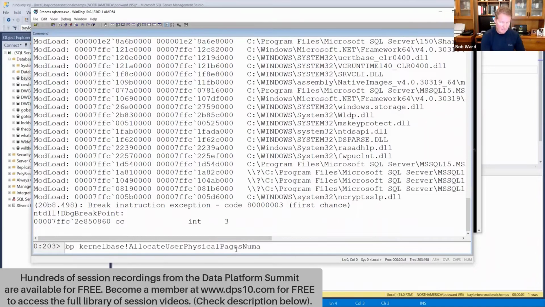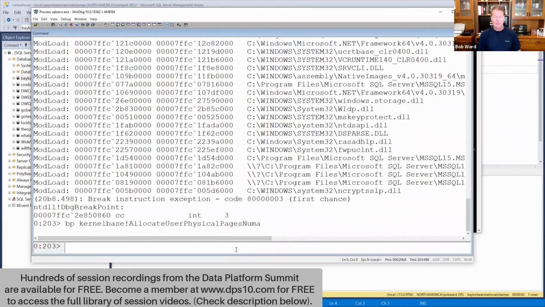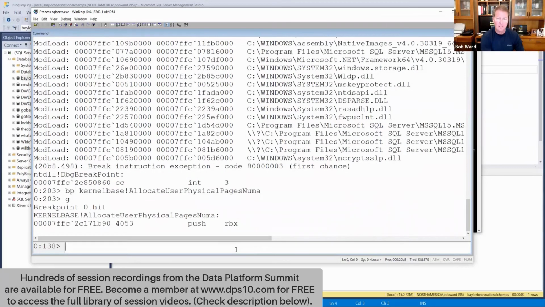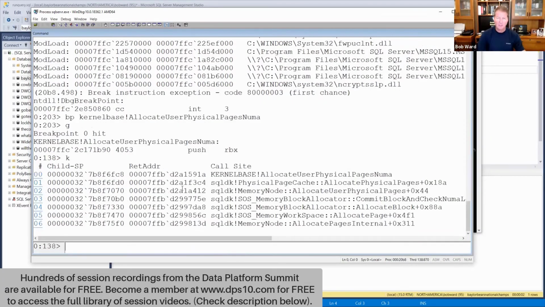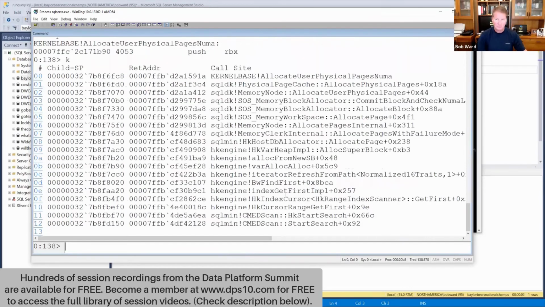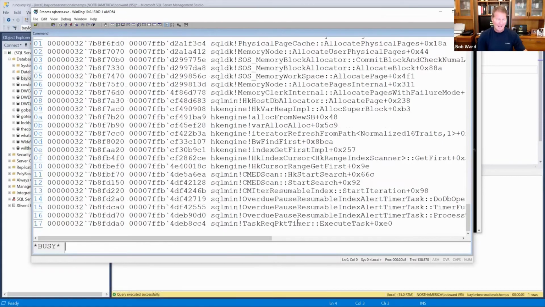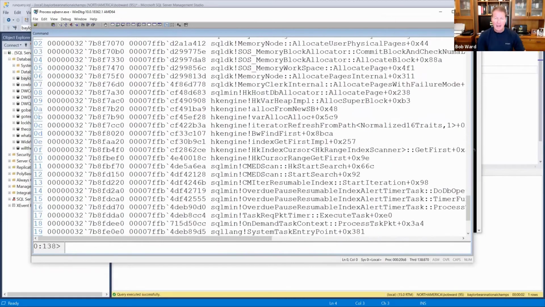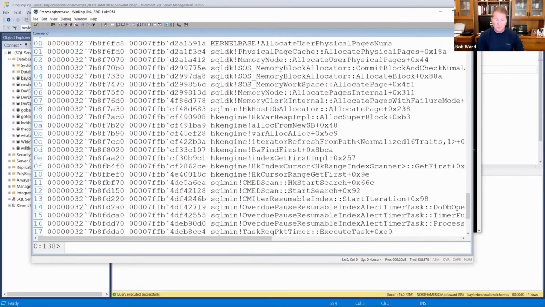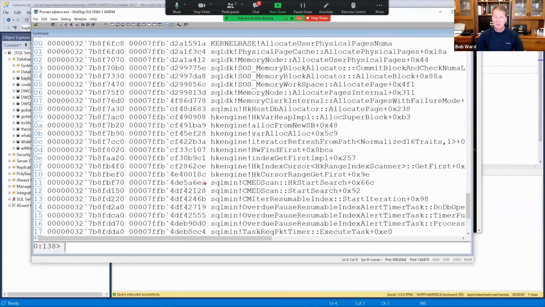So I'm going to go here. That is a breakpoint at a function call within Windows, in kernel base, to allocate AWE memory. If I hit go here, well, I already got a hit. What is this? If I hit K to look at the call stack, let's just look at it. Looking at the layers here, I can see that SQL Server is doing something in its code, and it looks like it's doing something with Hekaton, the HK engine. Notice here that Hekaton has its own routine to allocate memory.